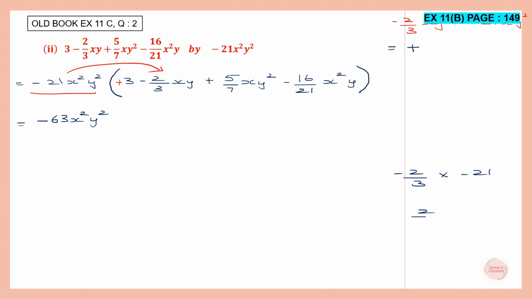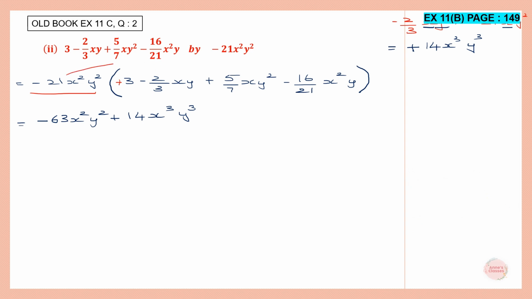Now let's take only the numbers. So 2 by 3 into 21. This is multiplication of fractions. You can cancel. 3 ones are 3, 3 sevens are 21. Now you multiply, 2 sevens are 14. So the number here is 14. Now x to the power of 1 and x to the power of 2. So that will be x to the power of 3, y to the power of 1 and y to the power of 2 is y to the power of 3. So this will be plus 14x cubed y cubed.